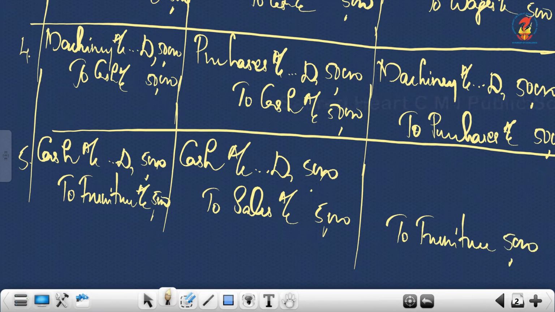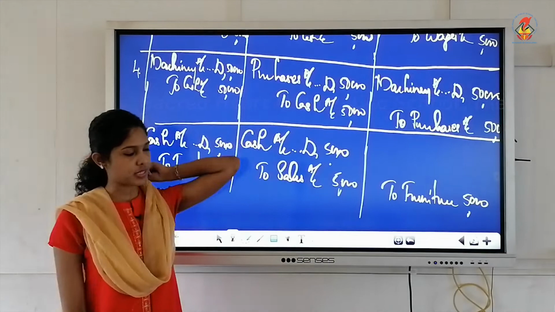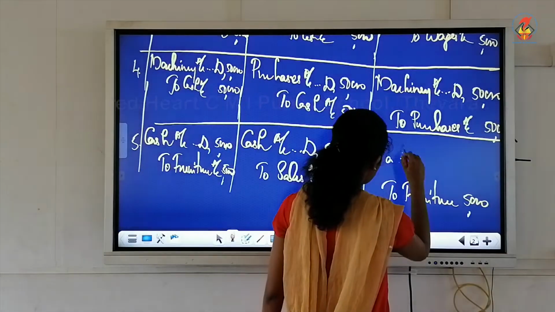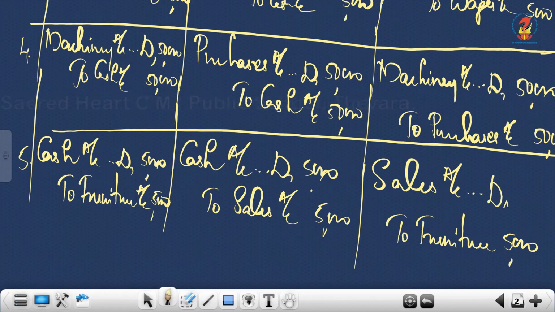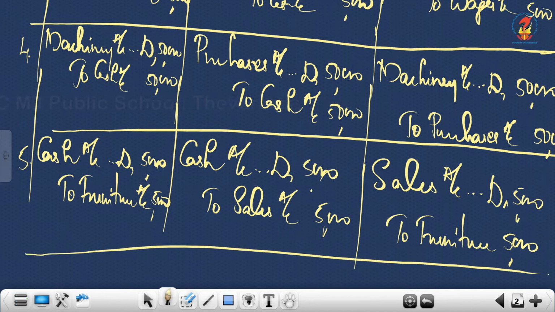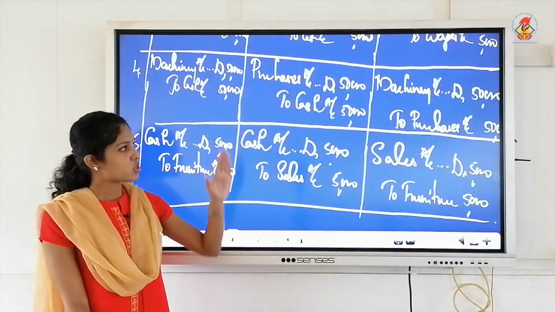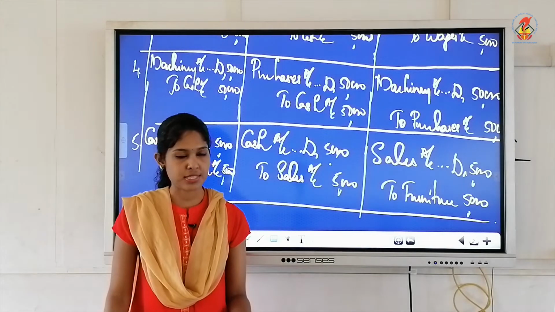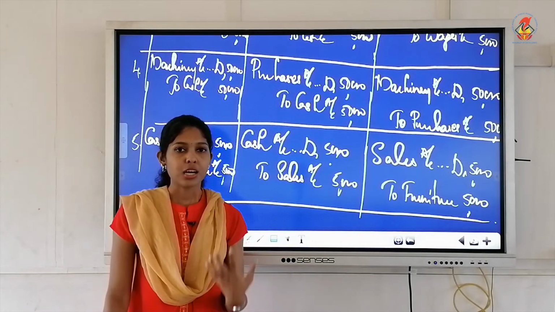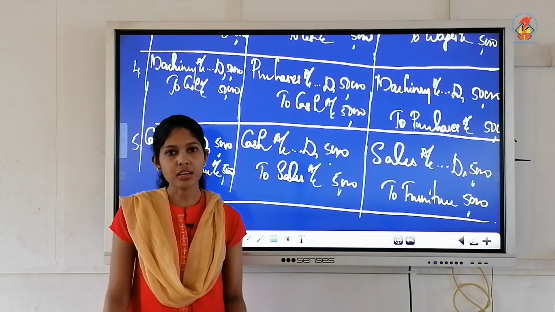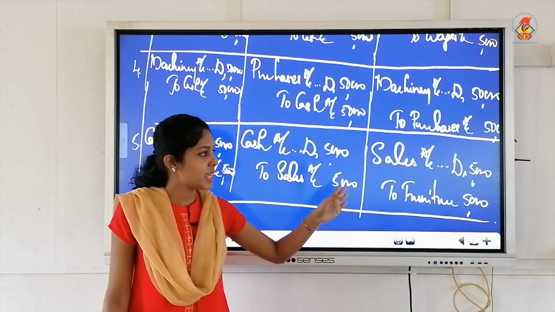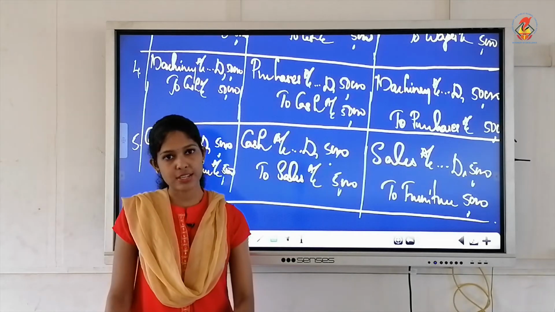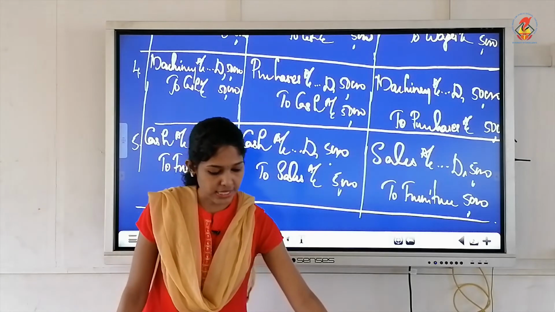Then sales account is to be cancelled actually, because this is a wrong credit given. So we will debit it. So this would be your rectification. Sales account debtor to furniture account 5,000. Okay, so this is how you have to do the rectification for errors of principle. As I told you already, no need to identify the type of error, but you must be able to write these rectification entries.